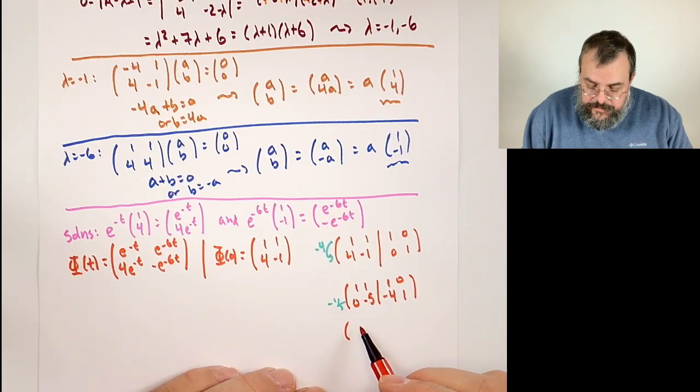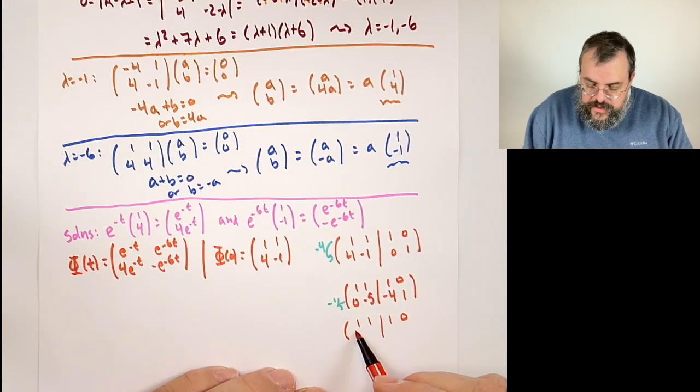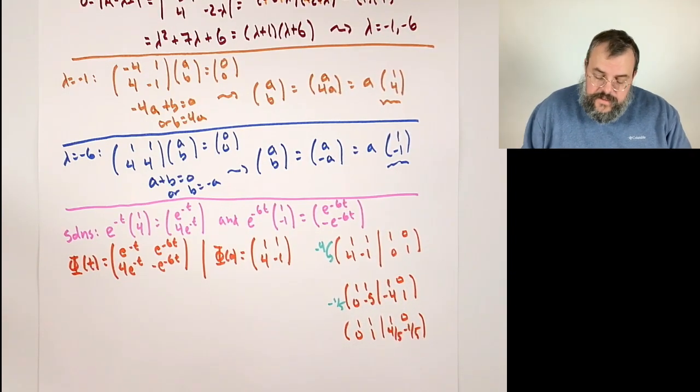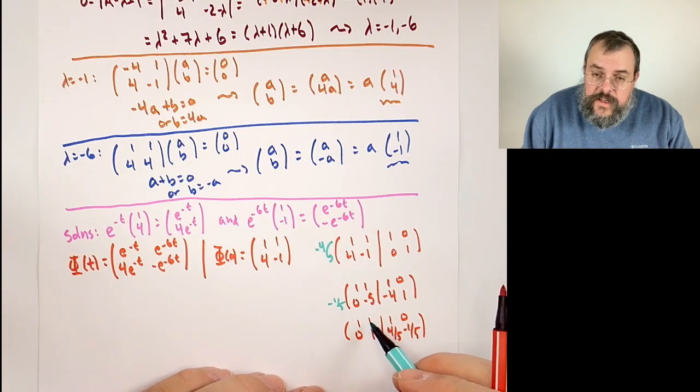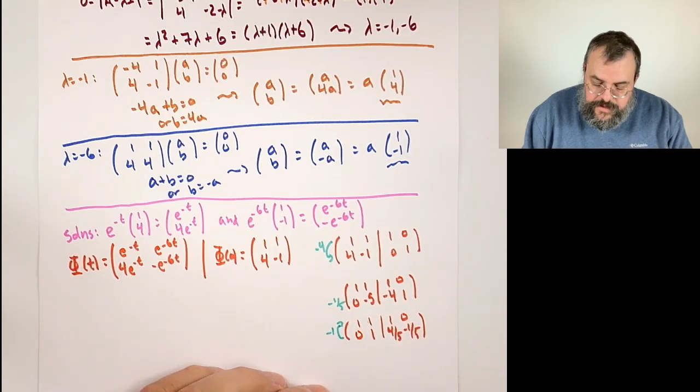Now clean up the second column. So that'll give us a 1, 1, 1, 0. Haven't changed the first row. 0, 1, 4/5, -1/5. And now I just want to knock that 1 to a 0. So use the bottom row going up.